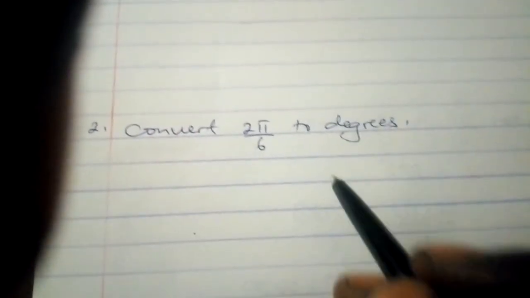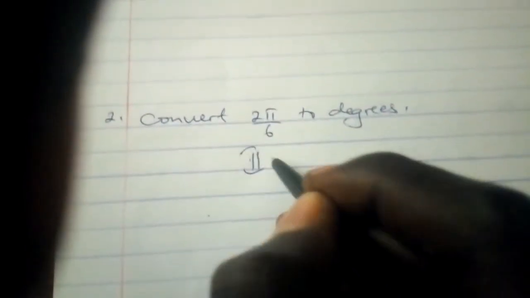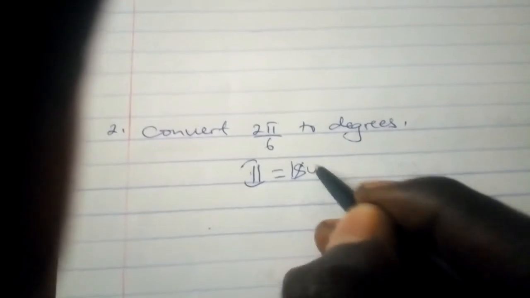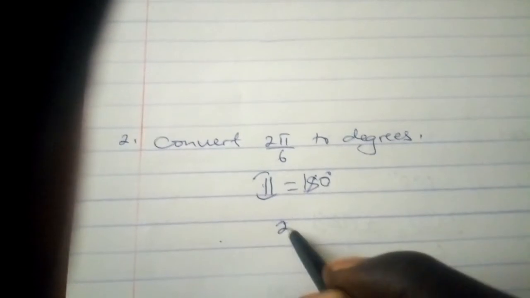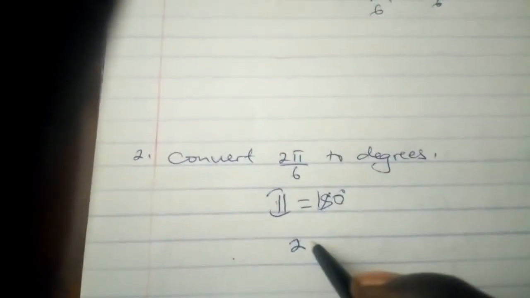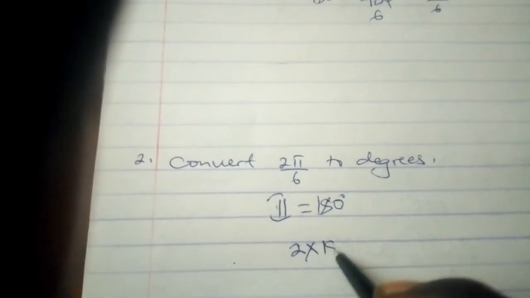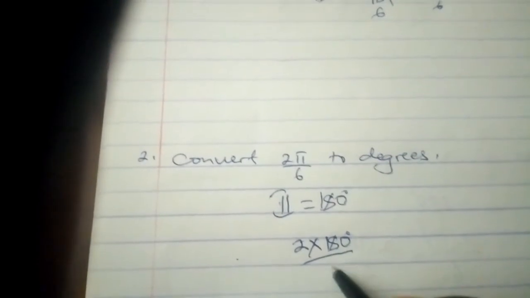Let's take a look at the second question. The second question says convert 2 pi over 6 to degrees. Here we need to know that pi is 180 degrees. So 2 pi, we just take the 180 and substitute where there is pi, times 180 degrees over 6.